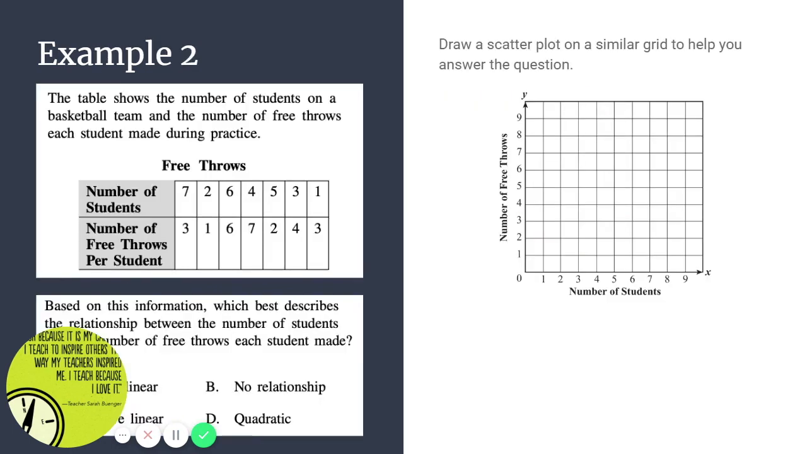Example number 2. The table shows the number of students on a basketball team and the number of free throws each student has made. Based on this information, which best describes the relationship between the number of students and the number of free throws per student? Please read the answer choices and draw a scatter plot on a similar grid to help you answer the questions. So using the grid given to you on the right, you can use the data that's in the table to try to draw or plot this data to determine which answer choice is correct. Please do so at this time. When you are done, press play so that we can go over example number 2 together.